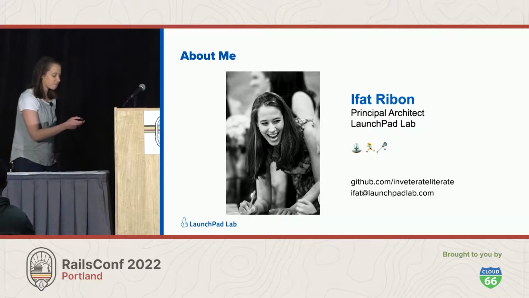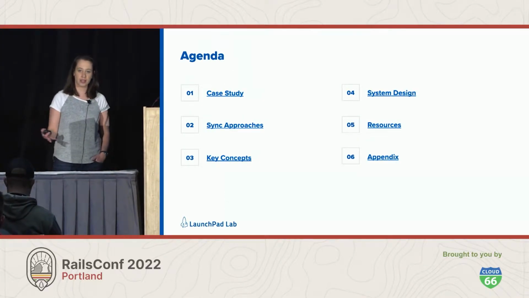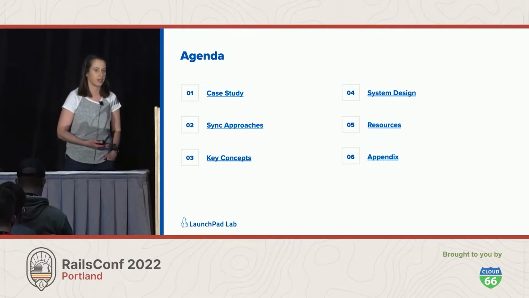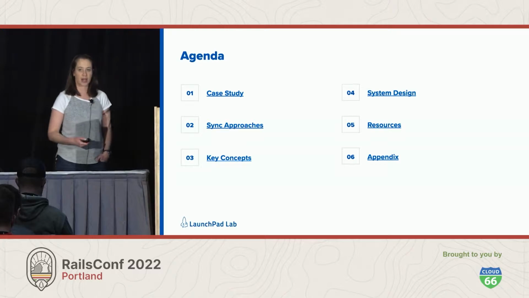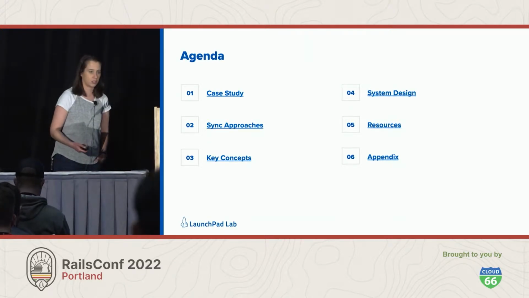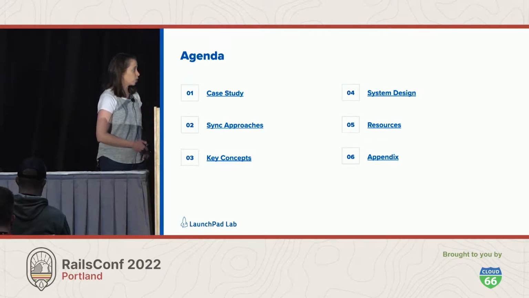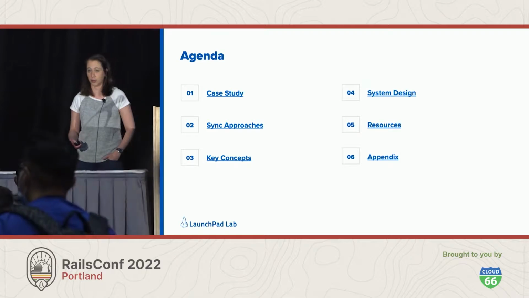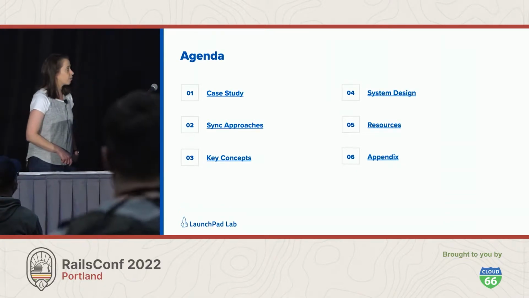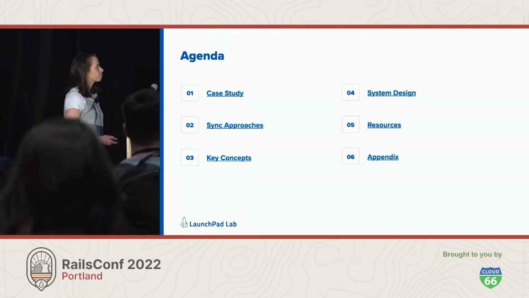So with that, this talk is going to be kind of in the style of a case study. As an agency, we work on a lot of client projects. One particular project that I had led me down this path to learn about Postgres' functions and use them for a data sync service. So I'll give a little bit of background just so you know what I'm talking about. We'll talk about what those sync approaches were that I explored. We'll go into some of the concepts that I've been teasing and wrap up with a system design. And I'll point out some resources at the end.